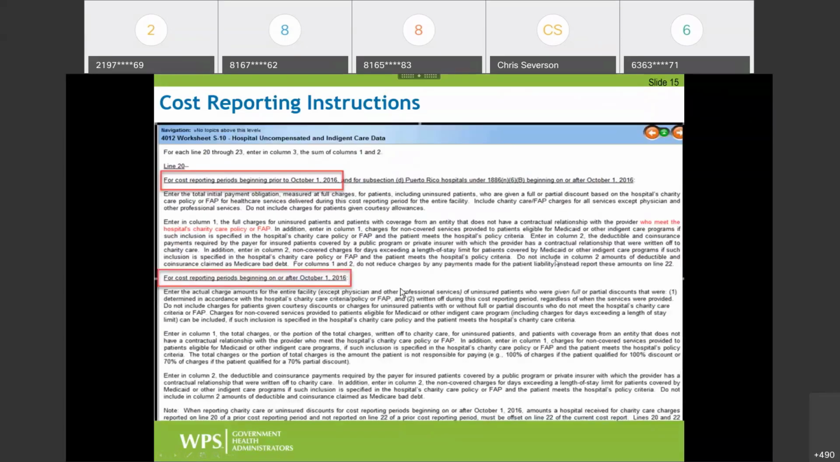So this is just a screenshot of the cost reporting instructions out of the cost report software, just to point out the fact that line 20 has two different sections. The ones before 10/1/16, which have no applicability to what we're doing right now, and then all of the information beginning on or after 10/1/16. That's what we're concerned with.